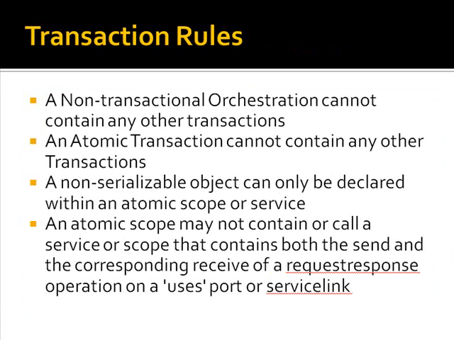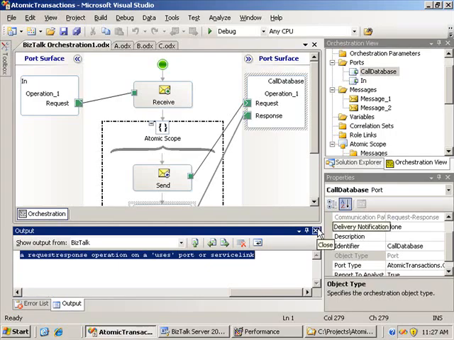So what the orchestration is complaining about is saying an atomic scope may not contain or call a service or scope that contains both the send and the corresponding receive of a request-response operation on a user's port or service link. Now, it is quite a confusing error message, but it is quite a simple problem within the orchestration.